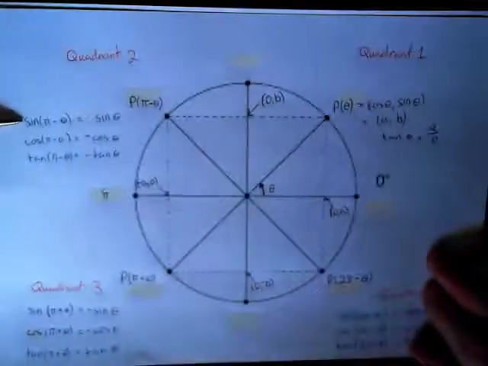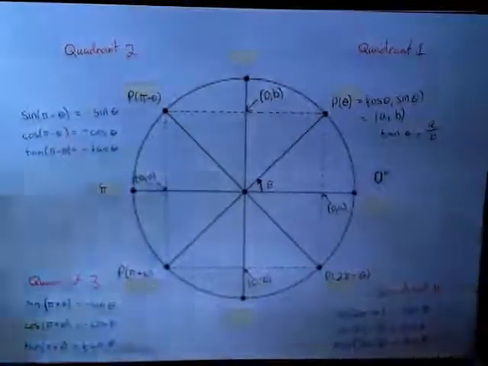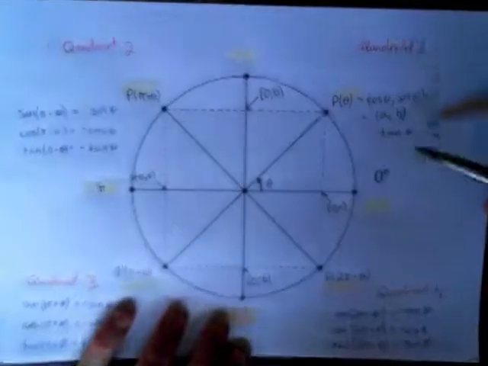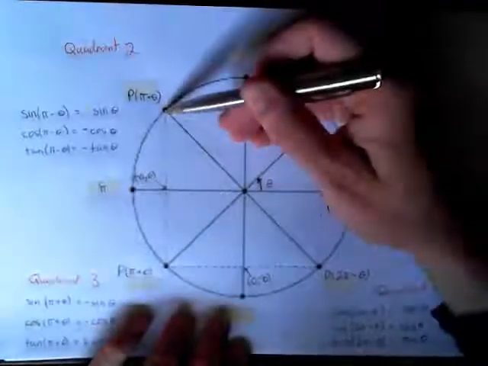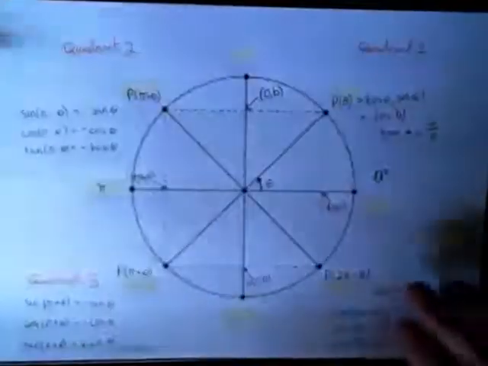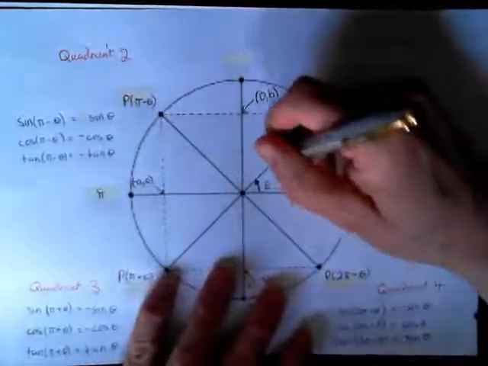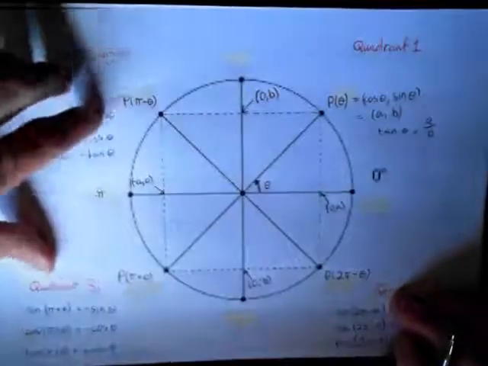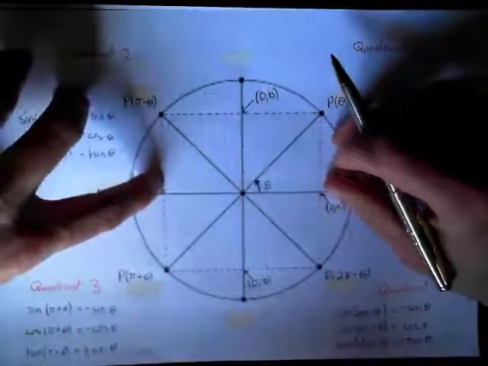Now, what that means is that we can work out the sine, the cos, and the tan of this equivalent angle, and we can see the relationship between the sine, cos, and tan of the angle in quadrant 2 and those of the angle in quadrant 1. So at this point on the unit circle, the angle is pi minus theta, all the way around here. We can see that the sine of this angle is the same as the sine of the angle in quadrant 1. It's exactly the same value.